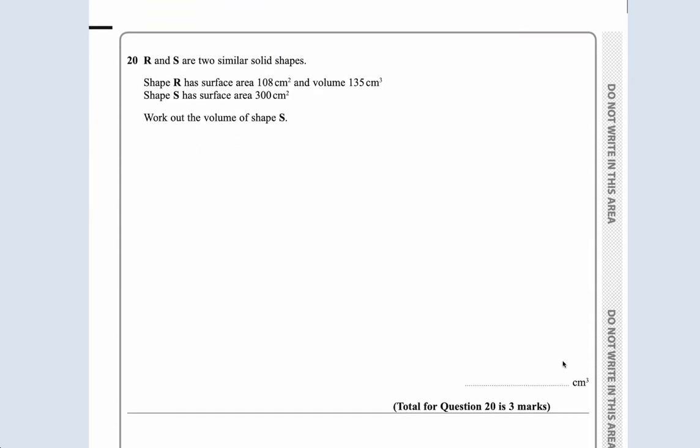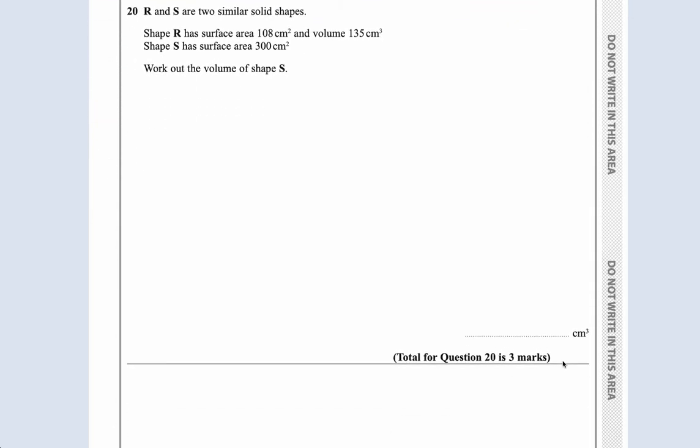Okay, question 20. R and S are two similar solid shapes. Shape R has surface area this and volume this. Shape S has surface area 300. Work out the volume of shape S. Right. For these similar shape questions, guys, I like to write down the scale factor, the area factor, and the volume factor. The key is to find the scale factor.